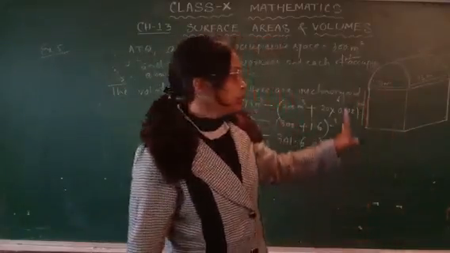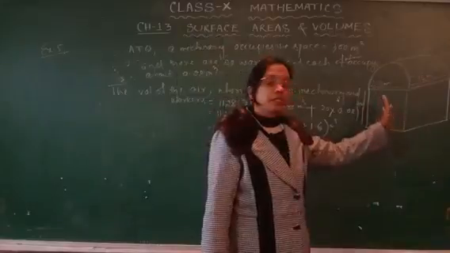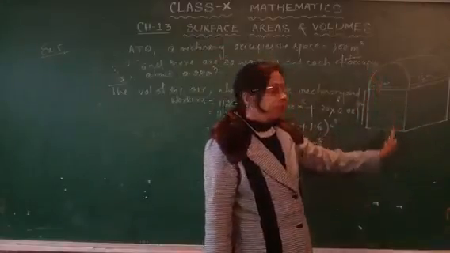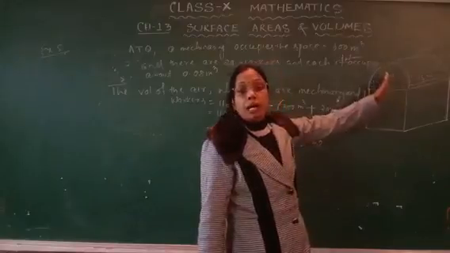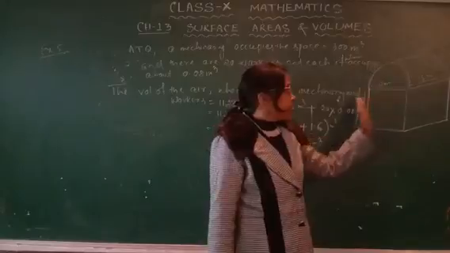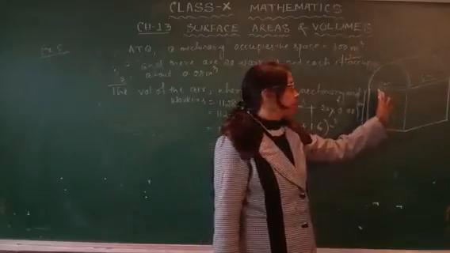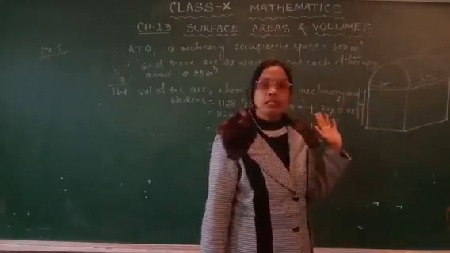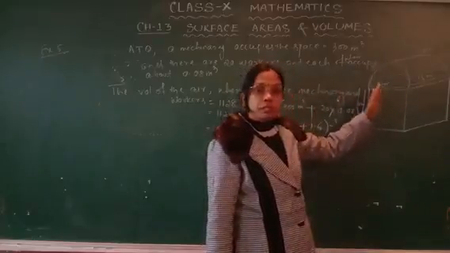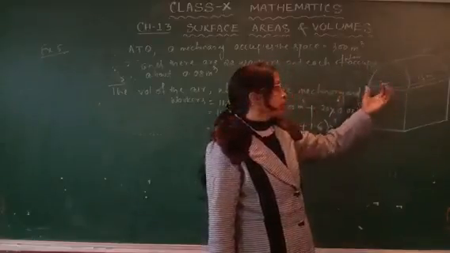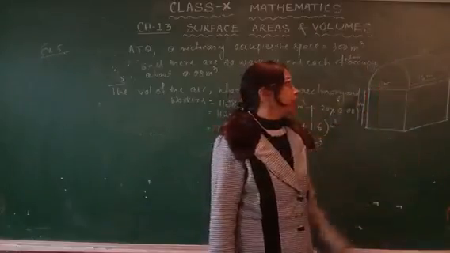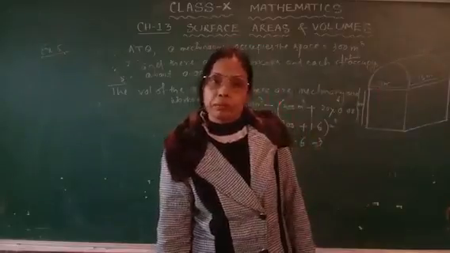So here, this is the shed. The shed is in the shape of a cuboid which is surmounted by a half cylinder. The length, breadth and height of the cuboid are 7 meter, 15 meter and 8 meter. And according to our question, the diameter of the cylindrical part is 7 meter, and the length of the cylindrical part is 15 meter.